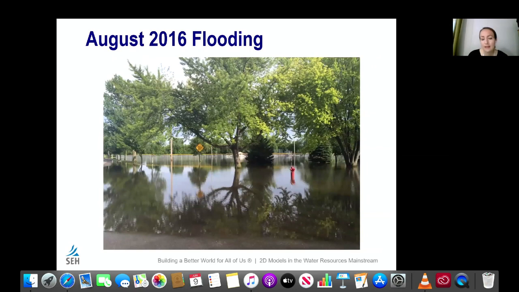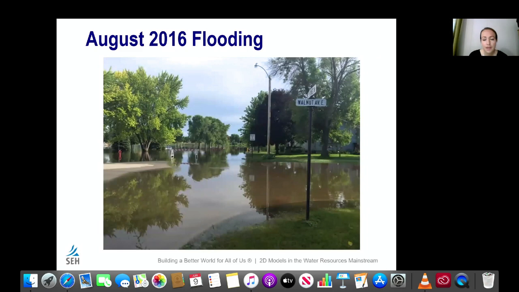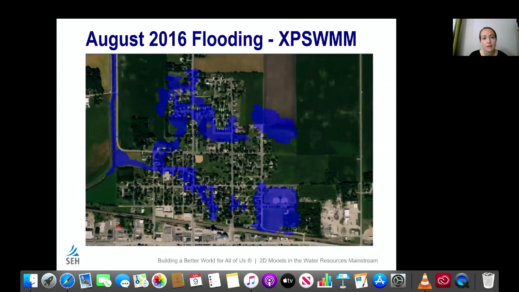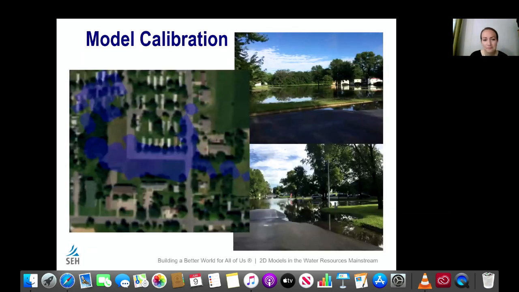So some of the flooding that occurred in August 2016 is shown in these photos here. Again, this is believed to be from insufficient storm sewer size. So we created that 1D, 2D XPSWMM model and generated results that look like this. So this is our calibration event, that August 2016 event. And I shared this result with the city administrator, and right away he said, yes, that's what it looked like. So it was really easy for him to review our results and provide feedback.